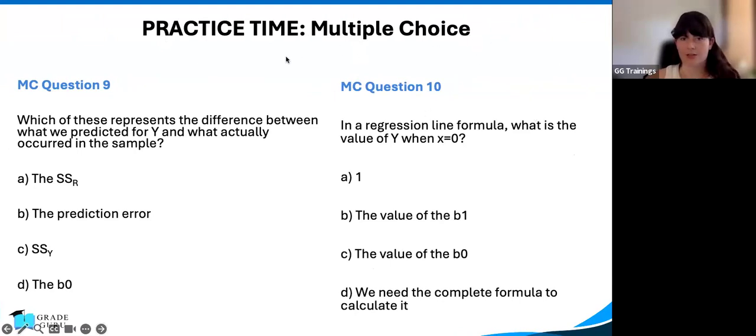Okay, and last one. In a regression line formula, what is the value of Y when x equals 0? Good. It is indeed C. It is the value of the B0. So you guys, you're doing very well. You're going to do amazingly well on your multiple choice theory. So good job.